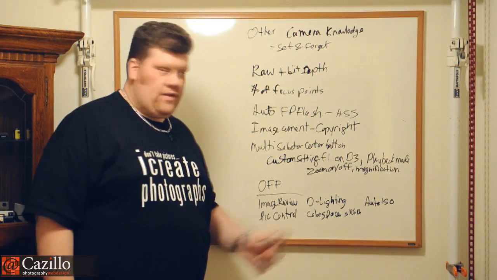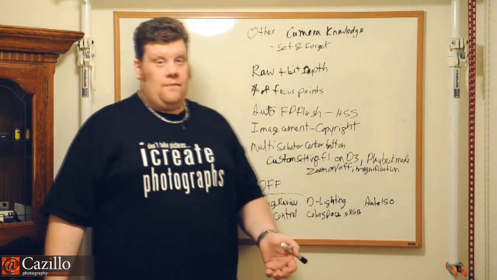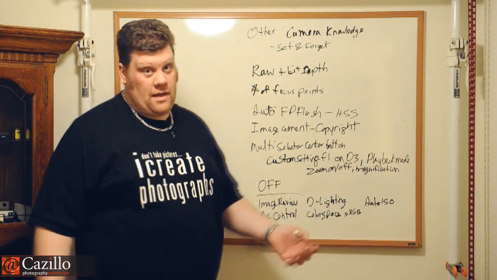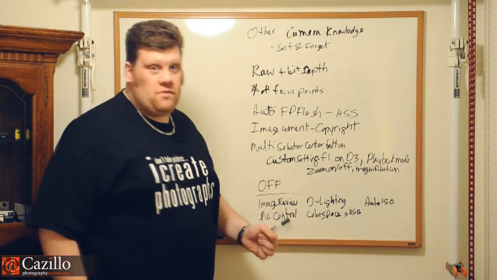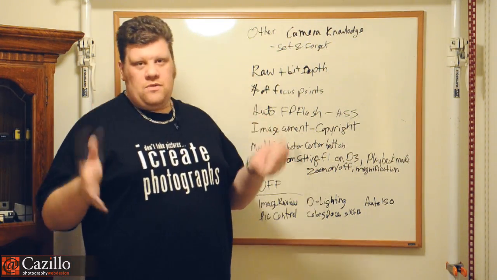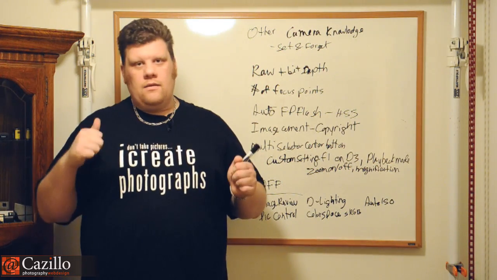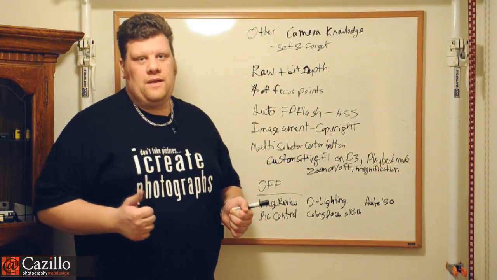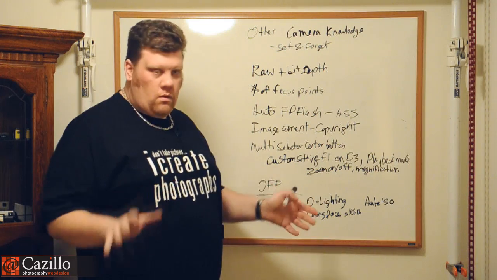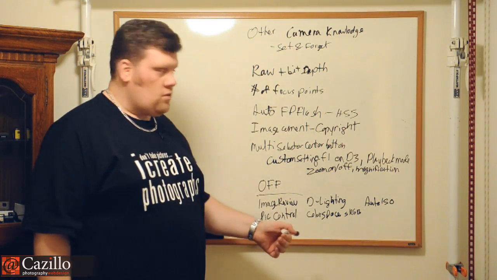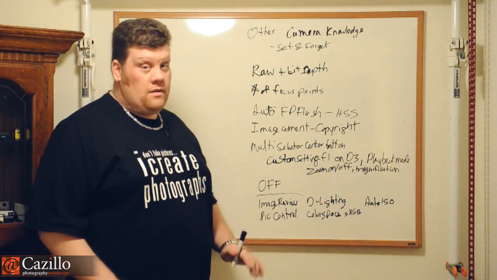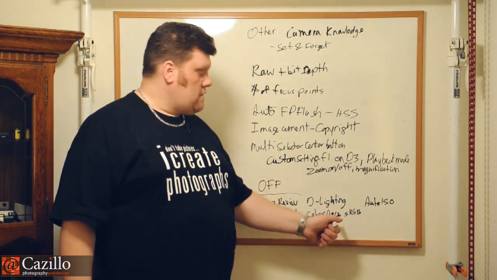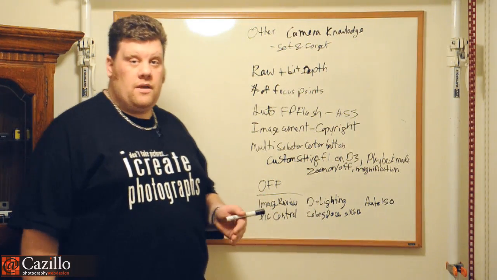Last five things here are all things that I leave off, and again, set them and forget them. Number one, image review. It just gives you a bad habit of chimping. Just like I said, I think it was last week's quick tip, just turn it off, don't worry about it. Picture controls, they only affect JPEGs, doesn't matter. Color space, same thing. It only affects the JPEGs.